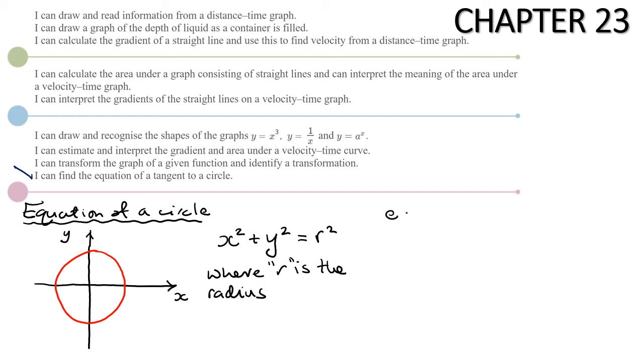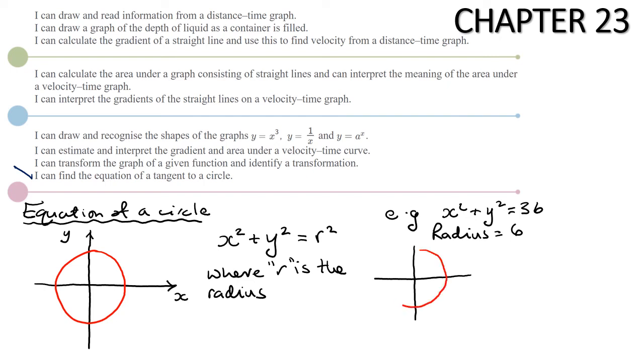So for example, if I had the equation of a circle which was x squared plus y squared equals 36, I know that on my coordinate grid I need to draw a circle that has a radius of 6. So I could probably put those coordinates on like this, and put 6 here, 6 there, 6 here, negative 6 here, negative 6 here.